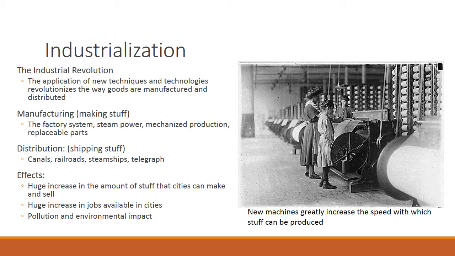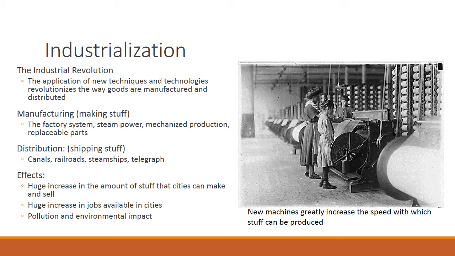So basically, there's this thing that happens in Europe and the United States during the 1800s known as the Industrial Revolution. And the Industrial Revolution is basically this process where new techniques and technologies revolutionize the way in which goods are manufactured and distributed. Basically, it becomes way easier with this new technology to make a bunch of stuff and then to get this stuff to people who want to buy it, thereby increasing the amount of stuff that gets made.